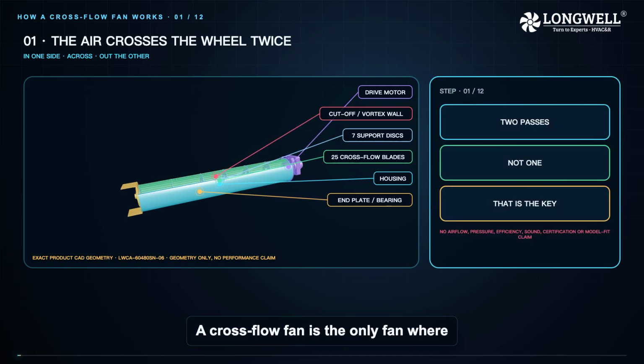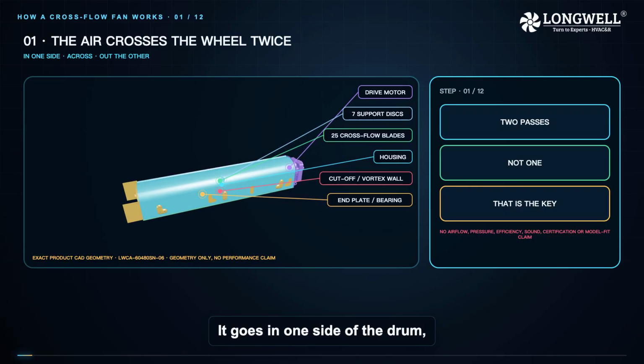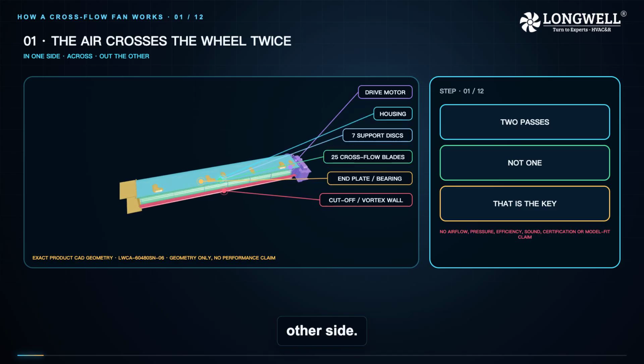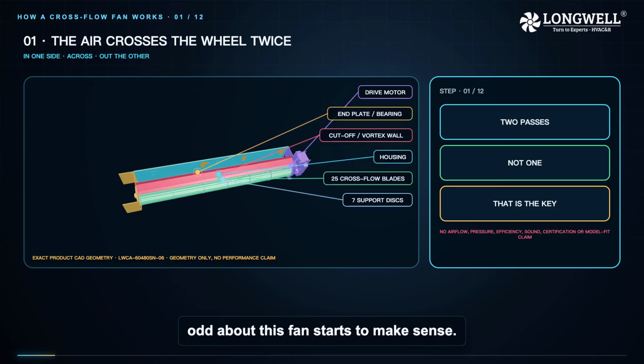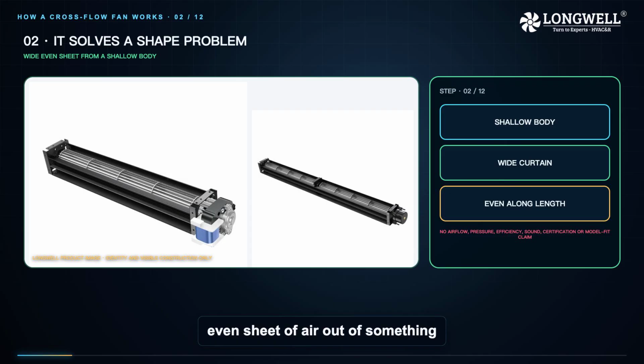A crossflow fan is the only fan where the air passes through the wheel twice. It goes in one side of the drum, crosses the middle, and comes out the other side. Understand that one sentence and everything odd about this fan starts to make sense. It exists to solve a shape problem. When you need a wide, even sheet of air out of something shallow, a round wheel is the wrong tool.